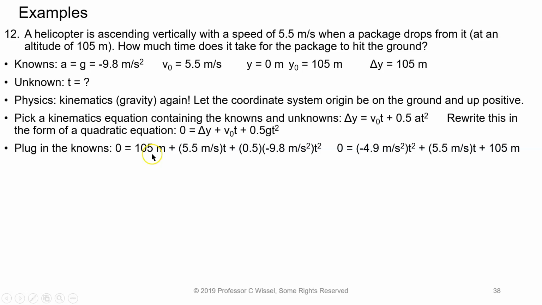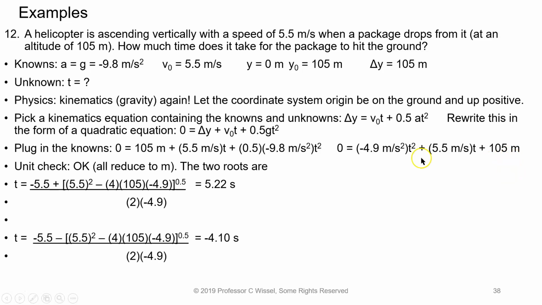So 0 equals 105 meters, that's delta y, plus v0, 5.5 meters per second, t, plus 1/2 times negative 9.8 meters per second squared times t squared. And we can simplify this part right here and rewrite it as 0 equals minus 4.9 meters per second squared times t squared plus 5.5 meters per second t plus 105 meters.